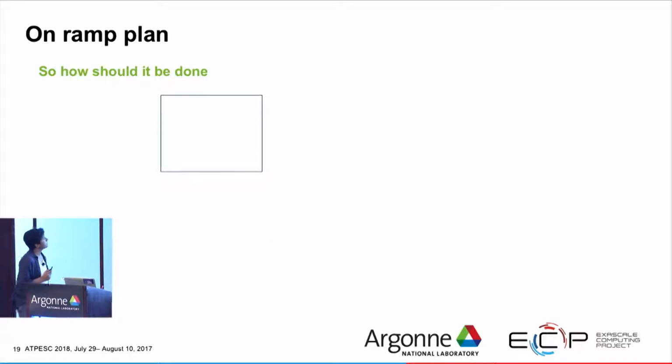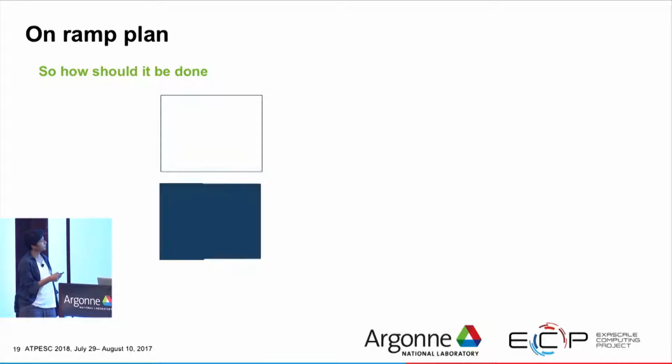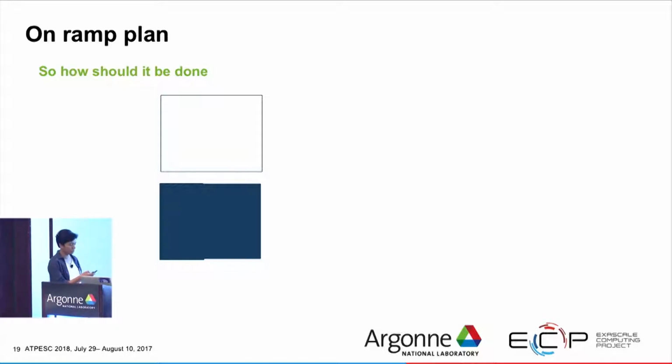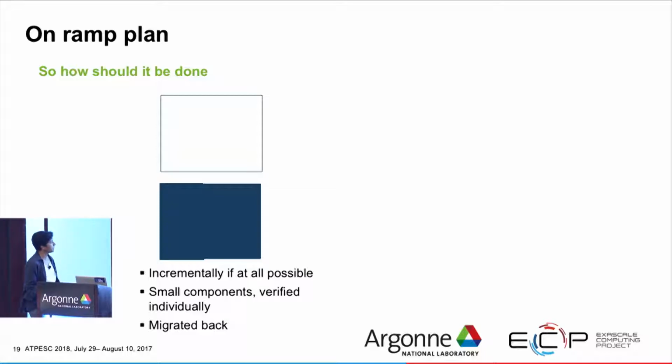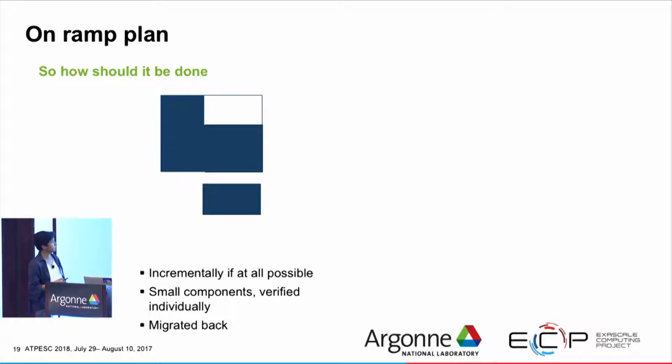So what kind of on-ramp plan can be there? Assume that you're starting from this point where you have a code with one structure. Sorry, this bottom is the code, and so what you can do is create the framework or infrastructure in which you are going to move various components from the existing code to the new code. So this can proceed in this way. You should do it incrementally, where you take a small component, verify individually, and then migrate it back into the code. So first component goes, the second component goes, the third component goes, and the fourth component goes. That's one way of doing it.